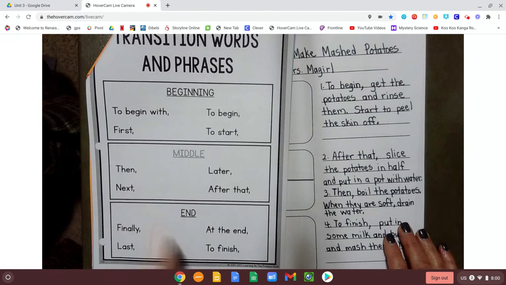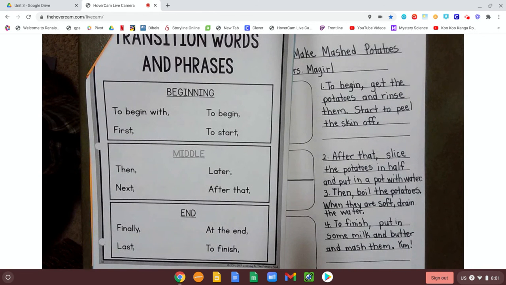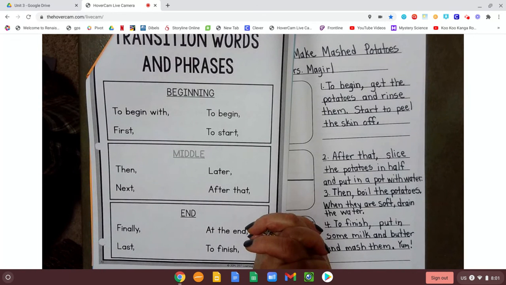And today, when you go do your writing, I'd like for you to try to look off of this page and maybe try a new word. If you still like first, next, then, and last, that's all right because they're right here on the page. But you might want to try some of the other word phrases or transition words. So you can write about maybe one of your foods that you like for Thanksgiving or any other how-to that you would like to write about today.